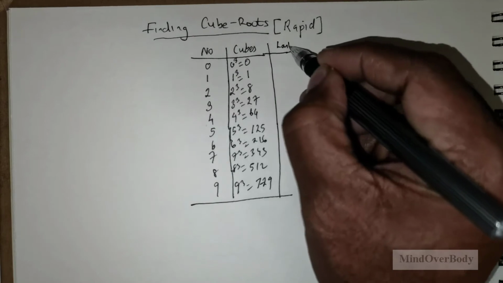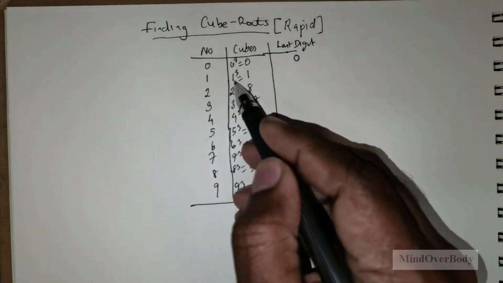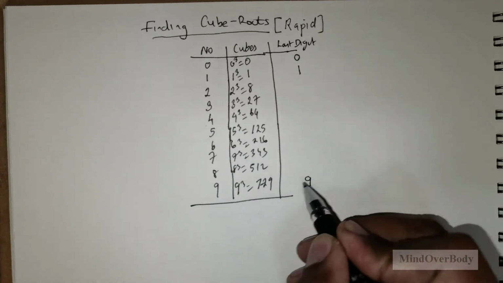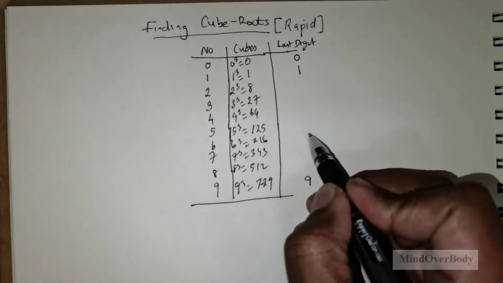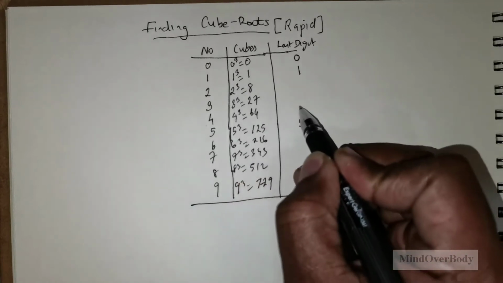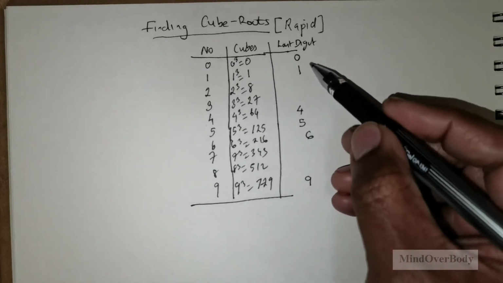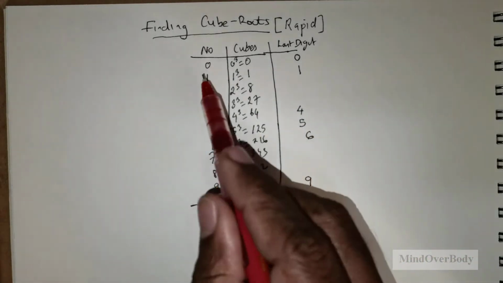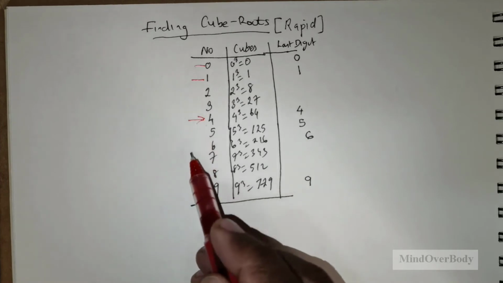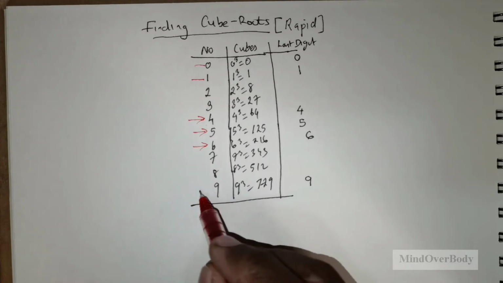Record the last digit. The last digit of the cube of 0 is 0. The last digit of 1 cubed is 1. The last digit of 9 cubed is 9. The last digit of 6 cubed is 6. The last digit of 5 cubed is 5. The last digit of 4 cubed is 4. So make this important observation: the last digit of 0 cubed is 0, of 1 is 1, of 4 is 4, of 5 is 5, of 6 is 6, and of 9 is 9.